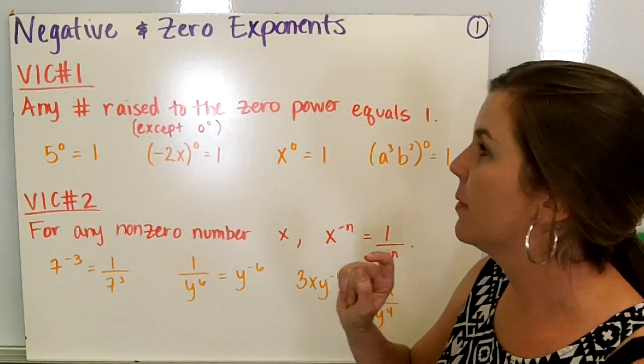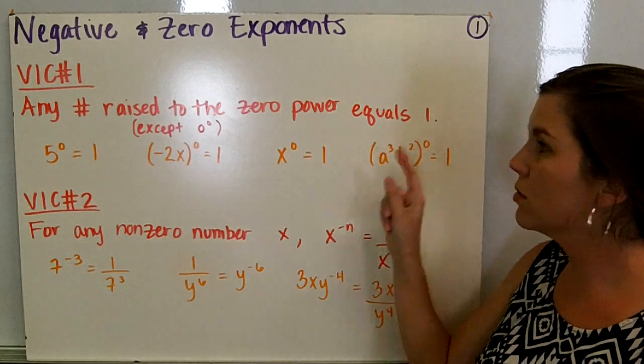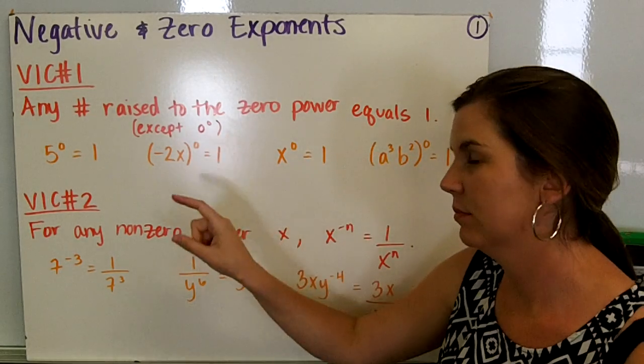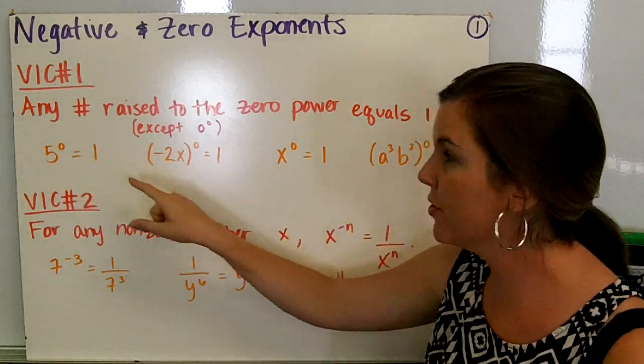Negative and zero exponents. Big number one. Any number raised to the zero power equals 1, except 0. So any non-zero number raised to the zero power equals 1. 5 to the 0 equals 1.